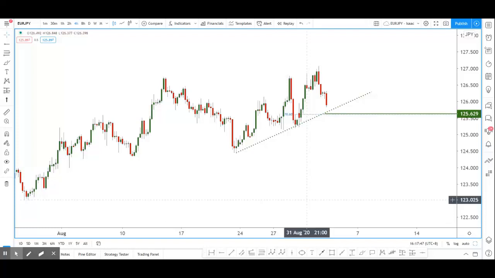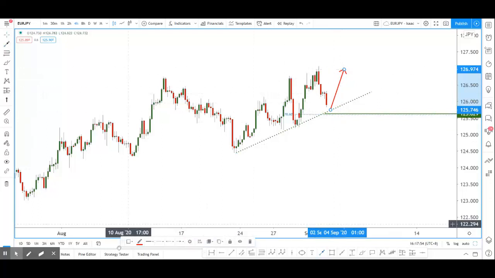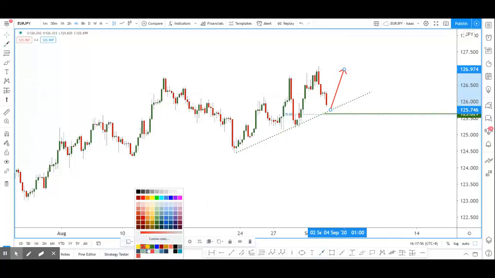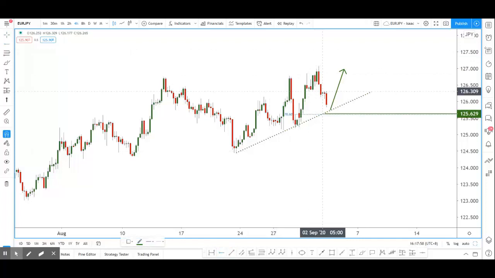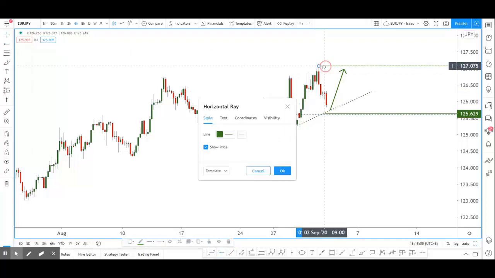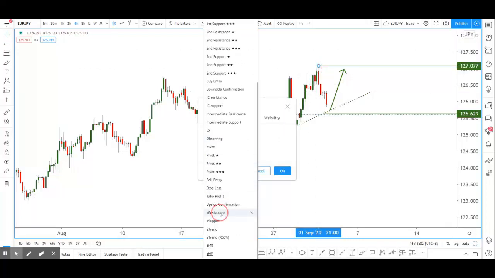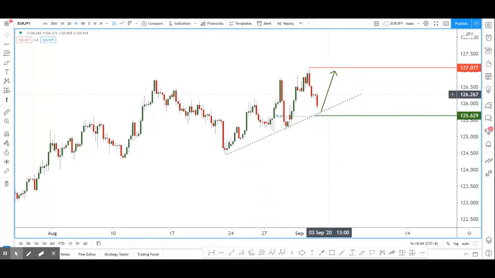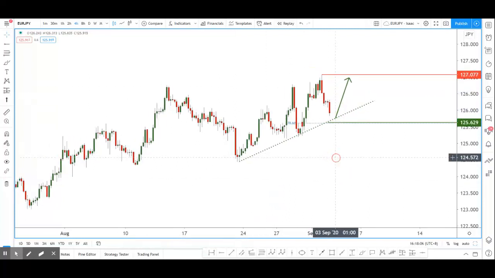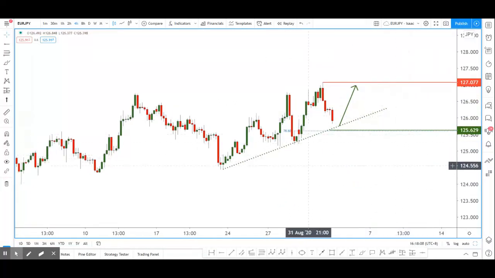Of course, if price were to hold above this ascending trendline, then we can play the bounce reaction at least to the recent swing high. So we have our target over here, and this will be the resistance. It seems like a very straightforward, clear-cut trade to take. Price is holding above ascending trendline support and above the 78.6 retracement level.